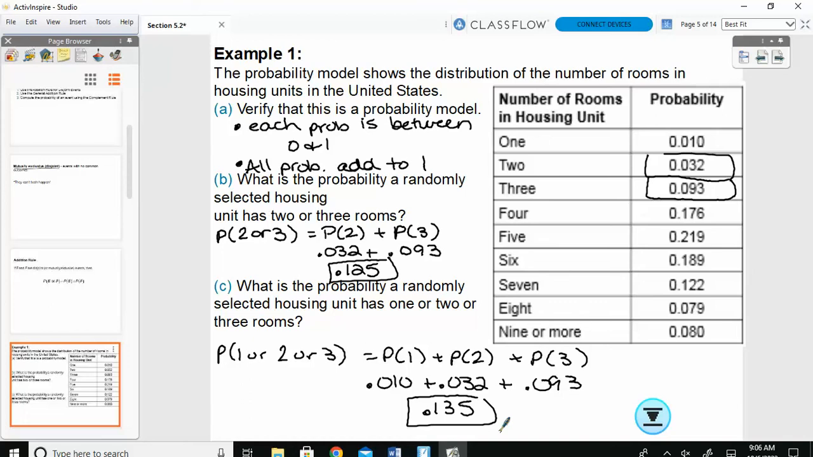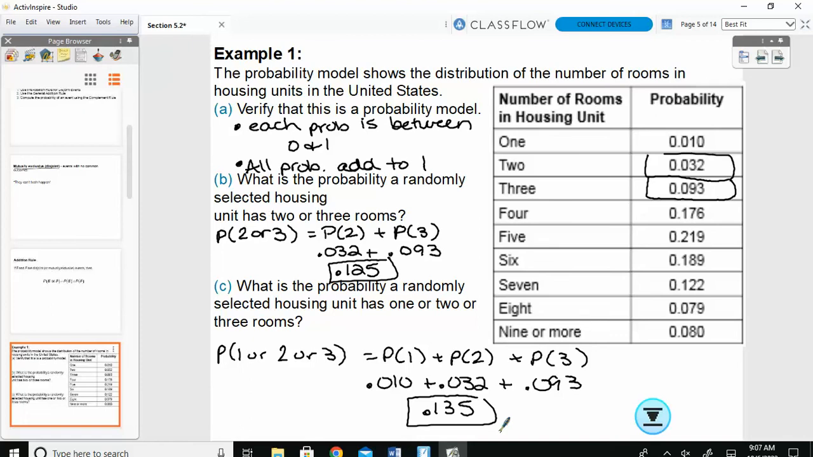So here's the thing. This only works if our events are mutually exclusive, and sometimes they're not. So I might say, I'm going to randomly select a student out of this class. What's the probability that that student is male or a senior? Are those two completely separate groups? You're either a male or you're a senior? No, you could be both, right? So we would be double counting any males that were seniors if I just added up those individual probabilities.